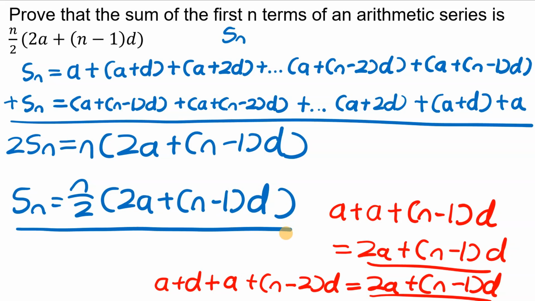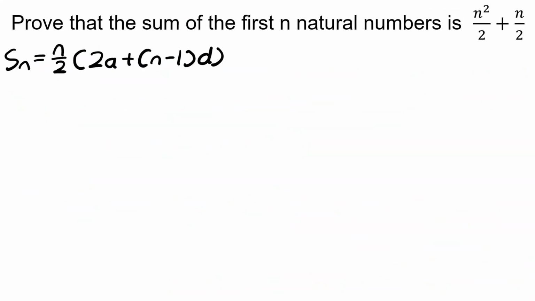As I said, I think this is quite an unusual method, adding the Sn equations like this and then adding them term by term, and you find that all of them give this 2a plus (n minus 1)d. Just one more thing I want to mention quickly is this question here, where we need to prove that the sum of the first n natural numbers is this here.